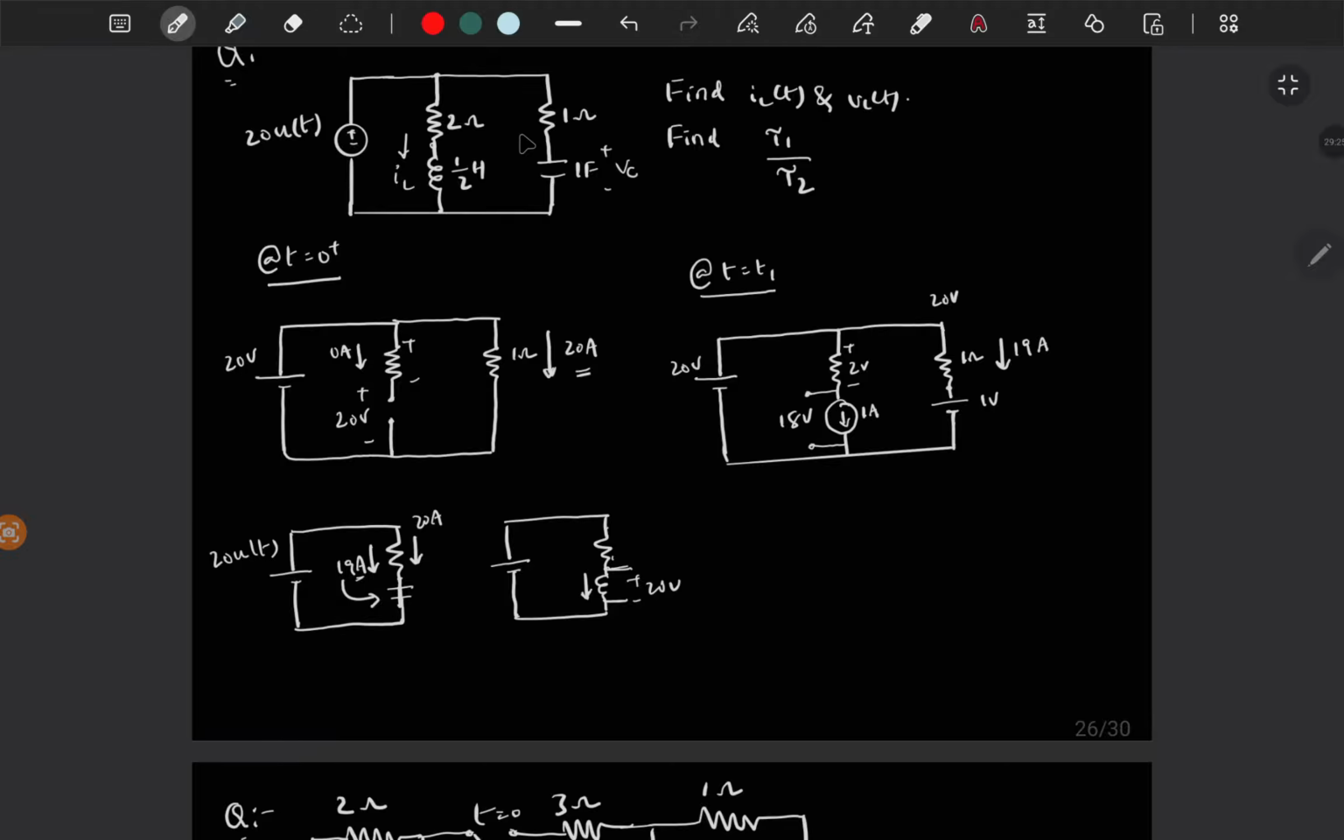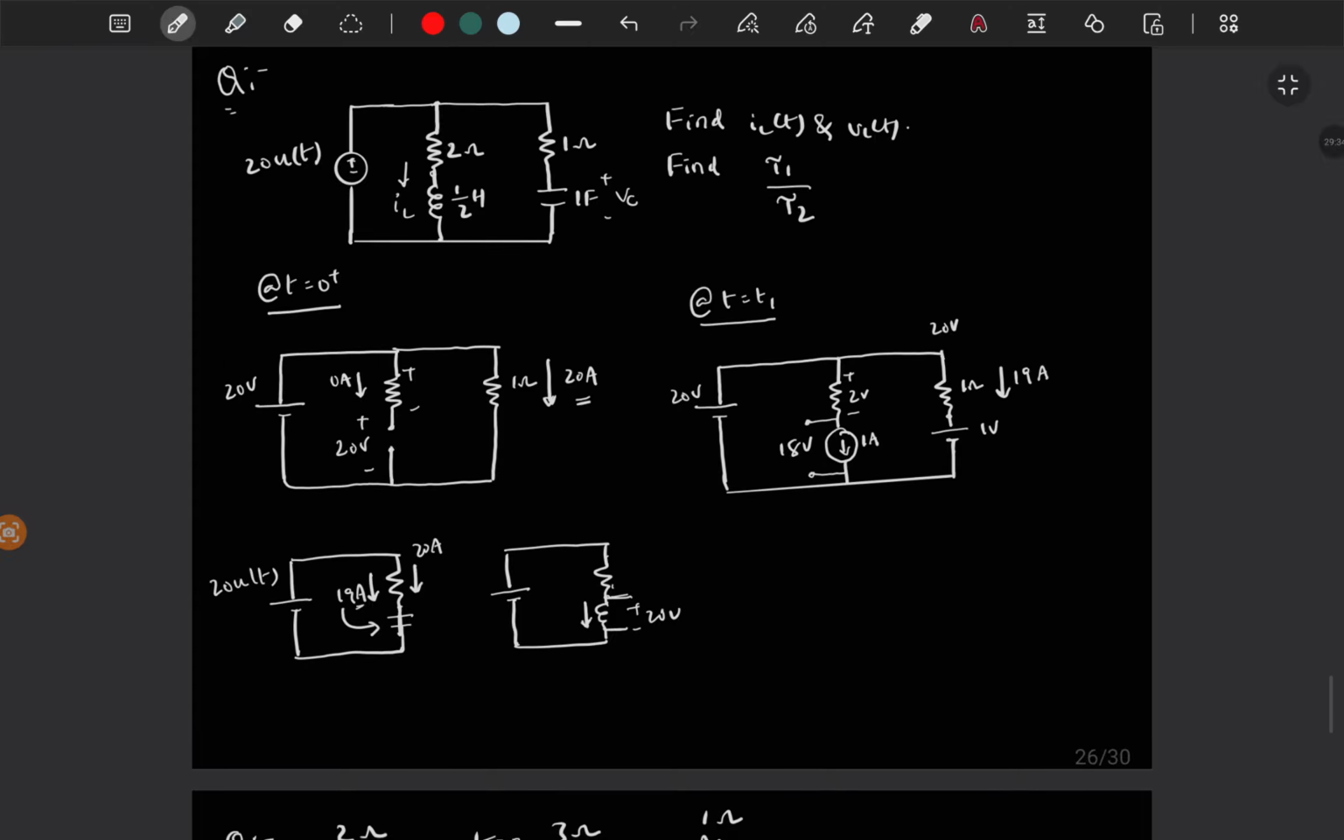So you will get exponential equations only, like we have got in our first order circuits. So that is what I have to explain here.